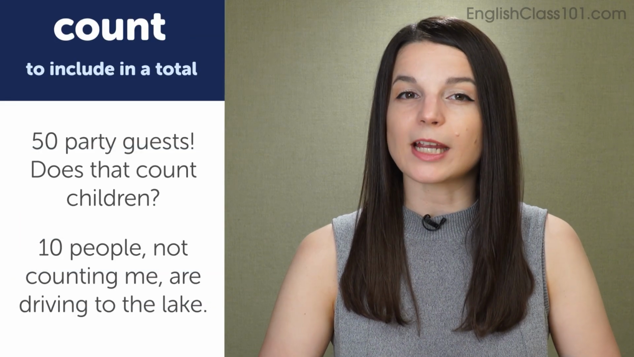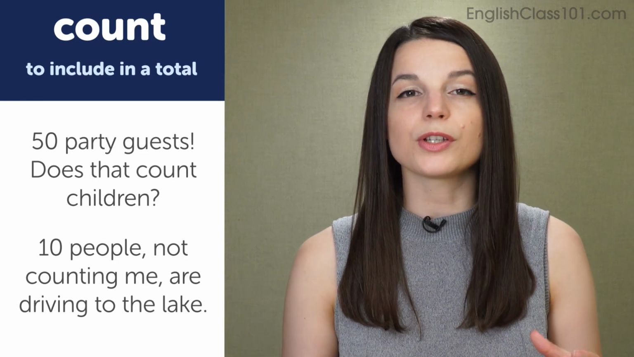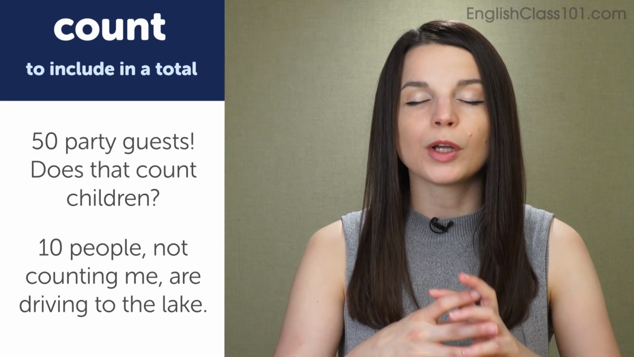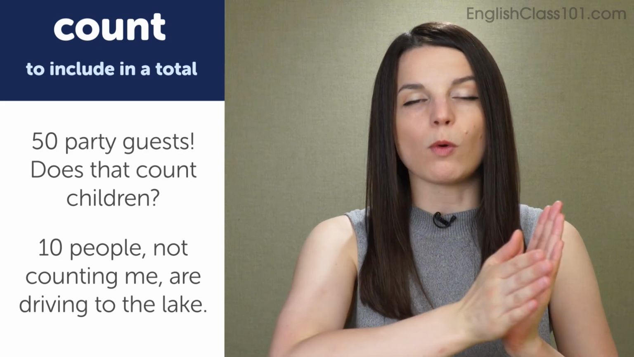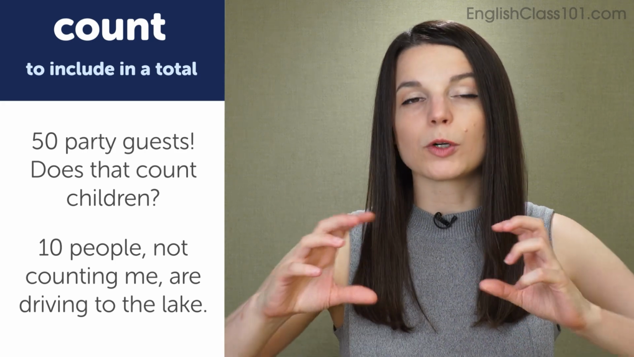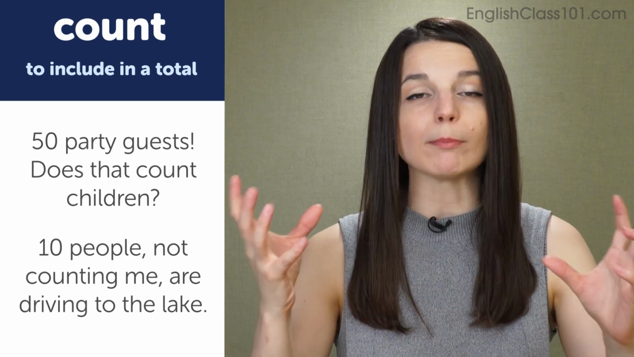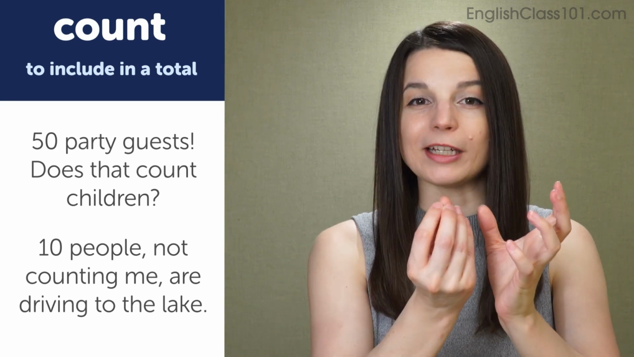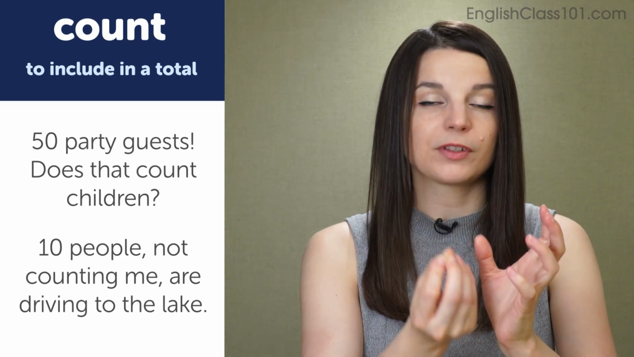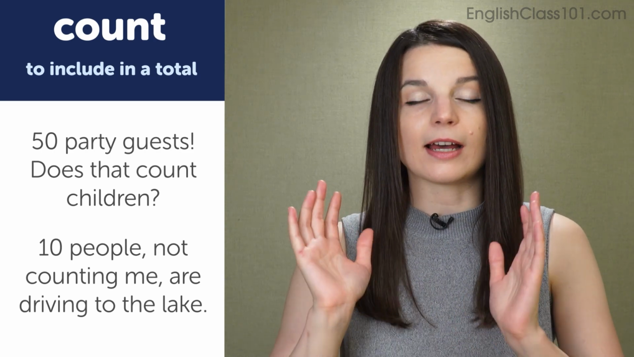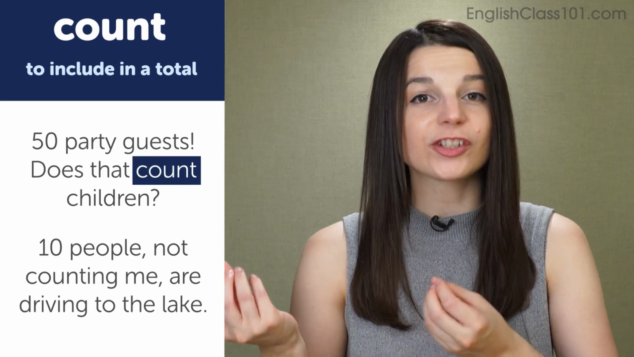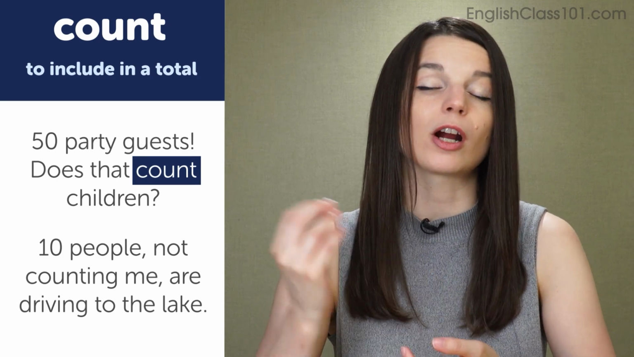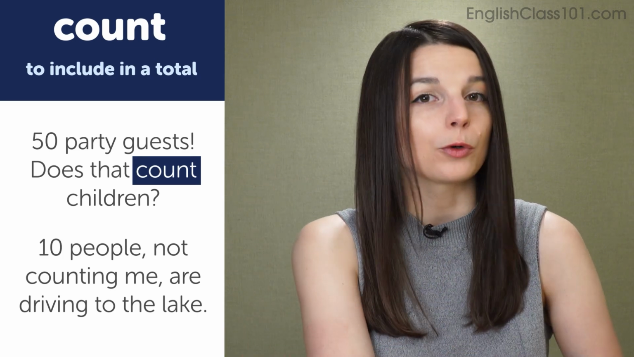So both of these example sentences show us how to use the verb count in the sense of including something in a total. So we're not saying 1, 2, 3. Instead, we're talking about a total number of something, and count is used to mean included inside that total. So in the first example sentence, the question is asked, does that count children? In other words, does that include children? Are children included in that total number?